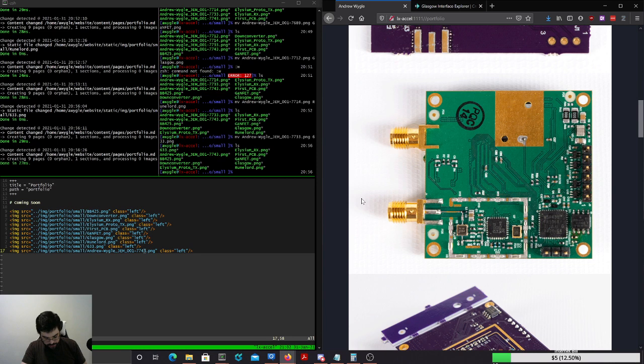The other thing I can show you, yeah, here we go, is the stencils. So this is a stainless steel laser cut stencil. Can you actually see the holes in these?